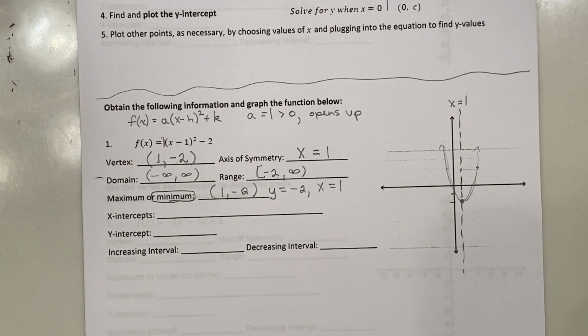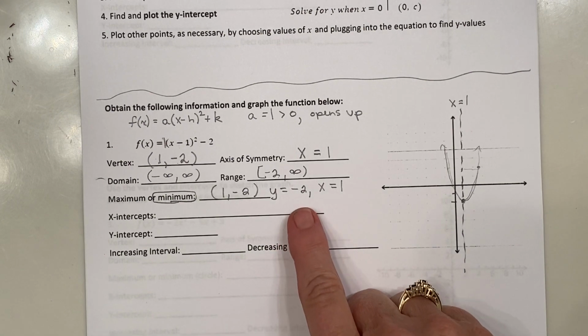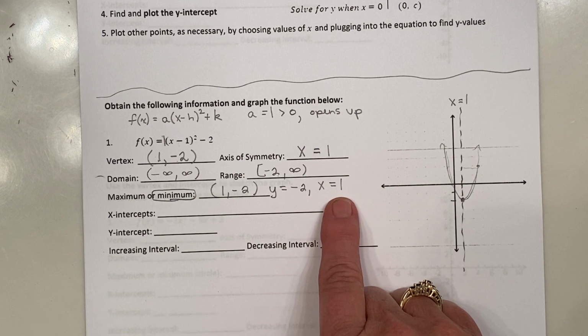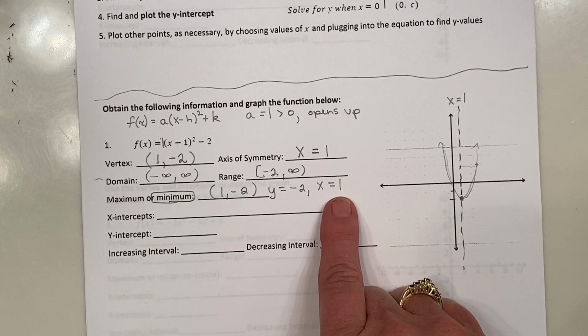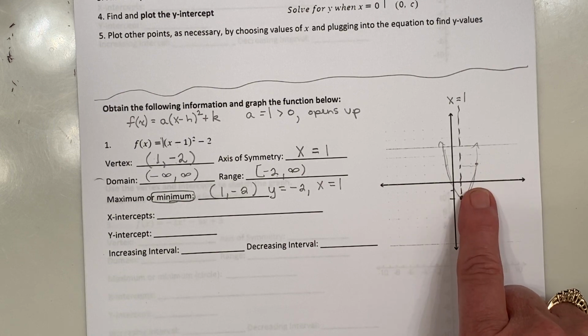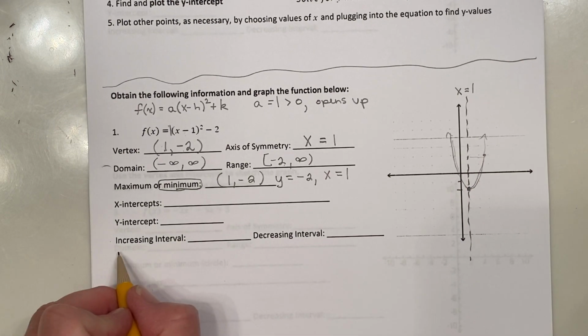I'm not sure how MyMathLab asks for the absolute min or max, but either ordered pair, or if it asks what it is, the absolute minimum is -2 and it occurs at the x value of 1. Do I have any x-intercepts? I do, and I will find those. So I'm going to come down here and use this space.